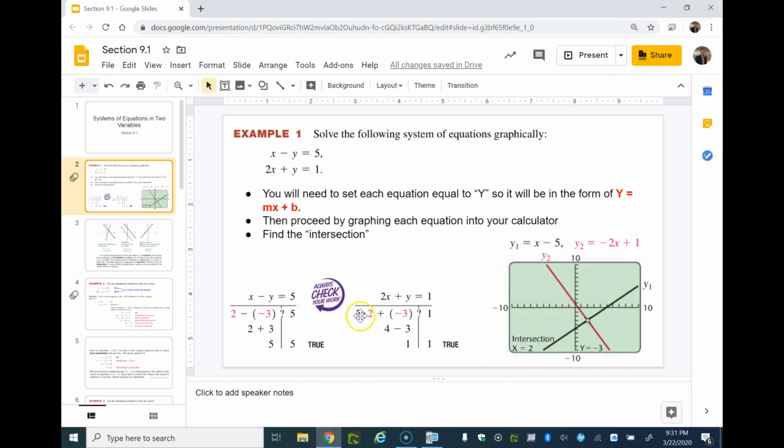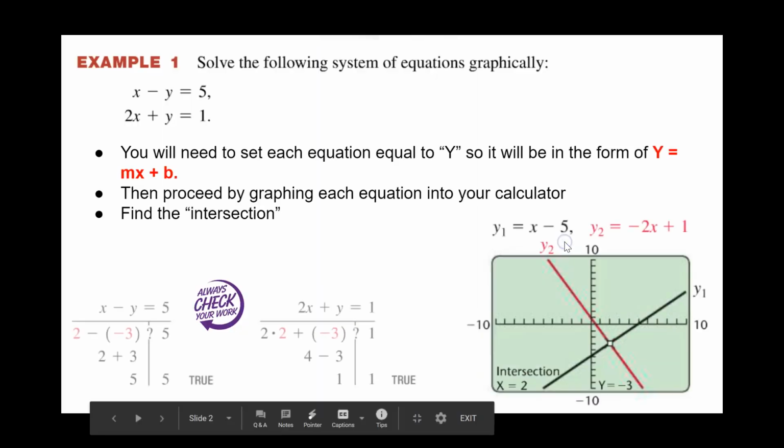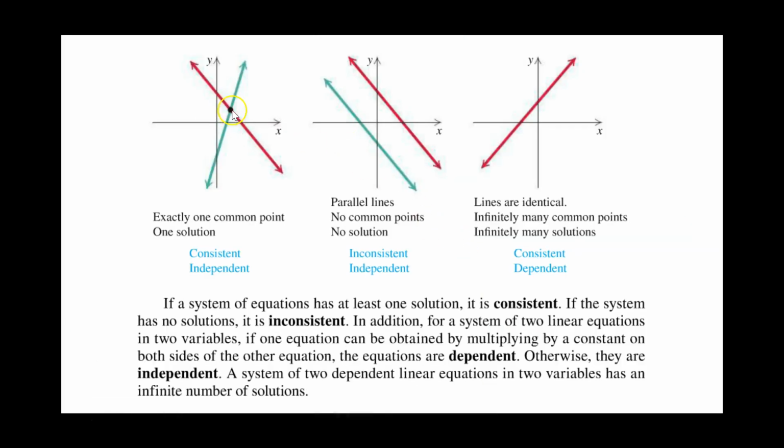And we can always check your answer by plugging in the x and the y to make sure it equals 5 and then 1, and both of them are true. So this is the first answer we gave. In MyMathLab Plus, when you have exactly one common point, one solution, that means they meet here, and that's going to be our answer. Consistent and independent will be the choices you choose in MyMathLab Plus.